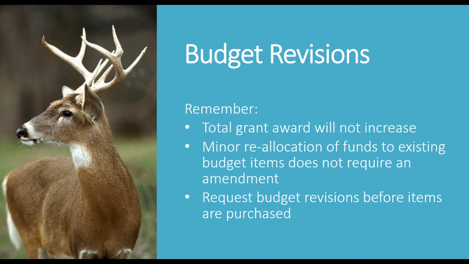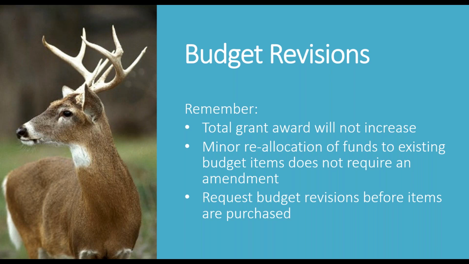So let's say you have both kayaks and tents listed on the budget, $10,000 for kayaks, $10,000 for tents. You realize that you don't need as many kayaks as you thought, so you only purchased $5,000 in kayaks, but you're like, oh, but we need more tents. You can go ahead and purchase more tents since it was also already on your approved budget. You don't need any sort of amendment there or any sort of approval from that.